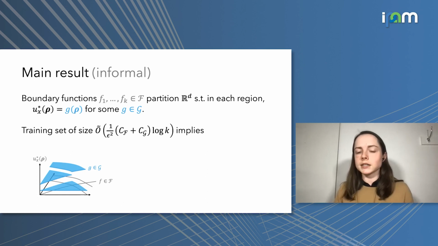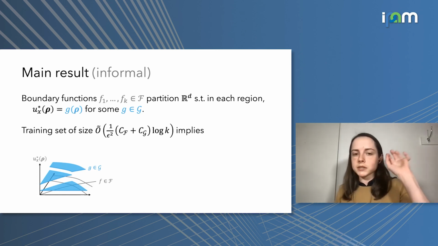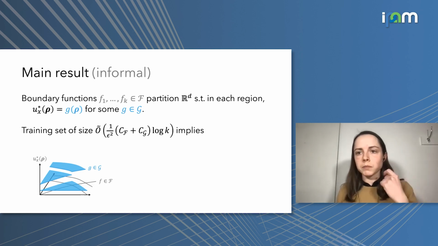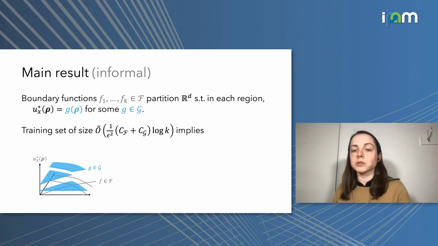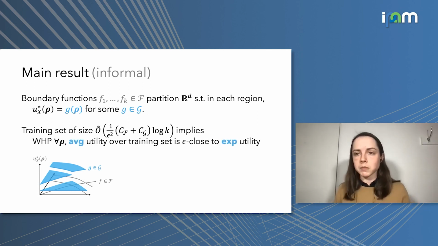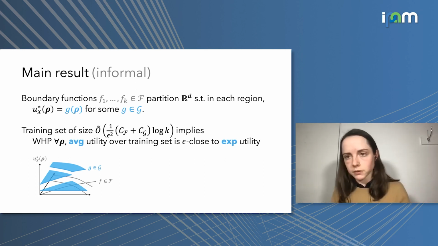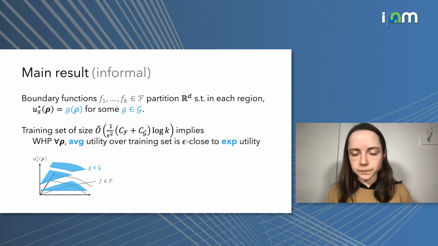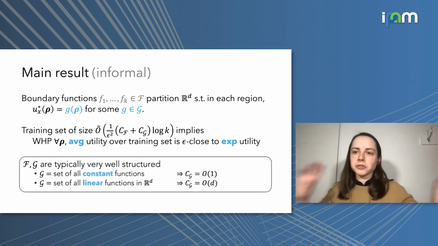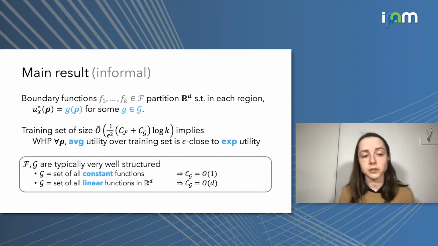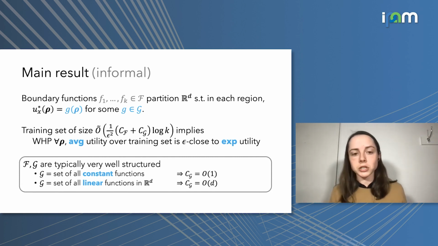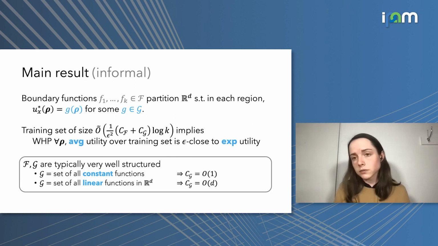So we prove that if you have a training set of size 1 over epsilon squared times the intrinsic complexity of the set of boundary functions plus the intrinsic complexity of the set of piece functions times log k, where k is the number of boundary functions, then with high probability for any choice of your parameter setting, average utility over the training set will be epsilon close to expected or future utility. And typically these boundary and piece functions are so well structured that it's actually pretty simple to derive the intrinsic complexity of these function classes. For example, if G is the set of all constant functions, then its intrinsic complexity is a constant. If G is the set of all linear functions in R^d, its intrinsic complexity is d.